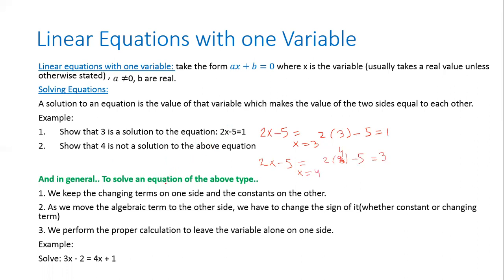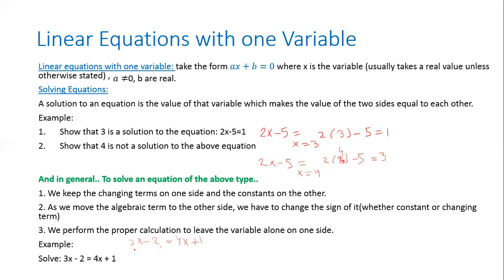Let's take a practical example through which we explain how to solve this kind of equation. So let's say I have this equation here. I will write it again. 3x minus 2 equals 4x plus 1. In order to solve this equation, I have to keep the changing terms, in other words, those terms that contain the variable x, on one side, and move the fixed terms, in my case minus 2 and plus 1, to the other side.